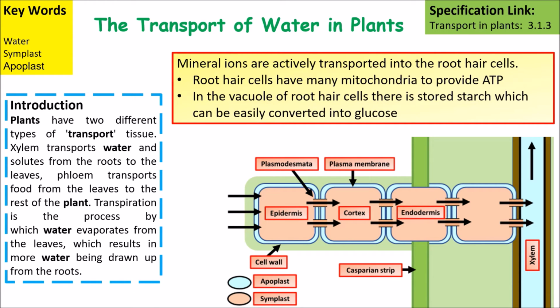Mineral ions are actively transported into the root hair cells. So the root hair cells have many mitochondria to provide ATP. In the vacuole of root hair cells, there is stored starch which can be easily converted into glucose.